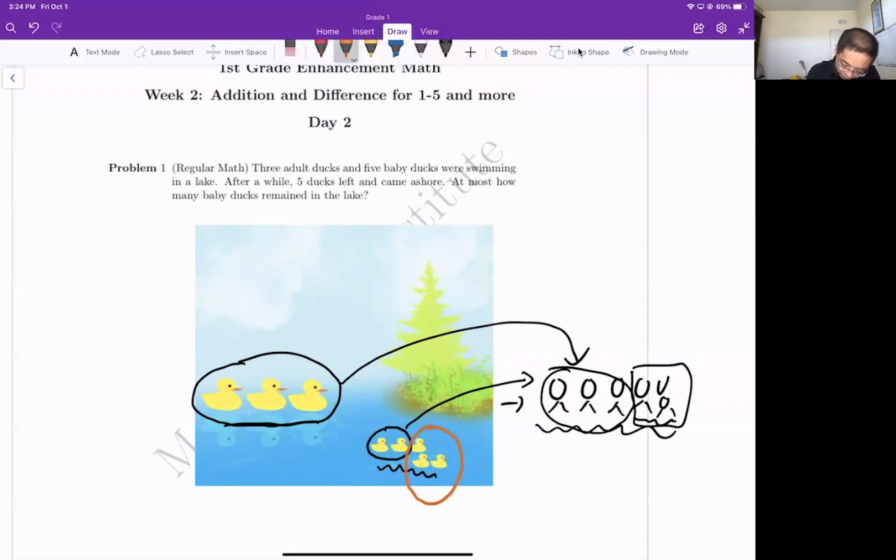So 3 adult ducks left plus 2 baby ducks left, so that's 5. And the remaining ducks are 3 baby ducks. So the answer is at the most 3.